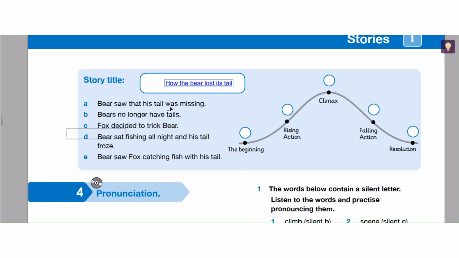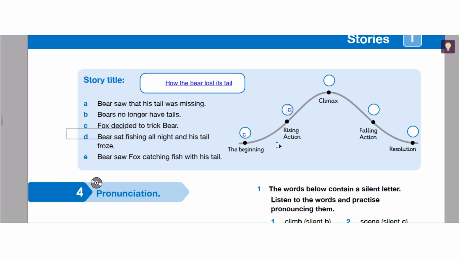Bear saw his tail was missing? No. Bear no longer has a tail? No. This is the last one. Fox decided to track a bear? Okay, this is letter C. Fox decided to track the bear. Rising action. Bear saw fox catching fish with his tail. This is rising action. Very good.